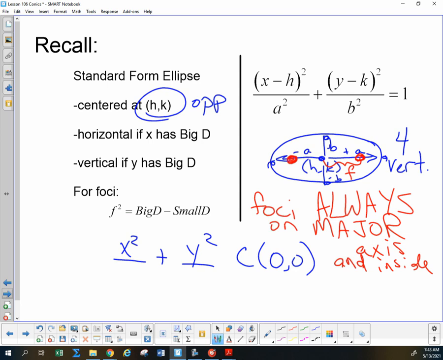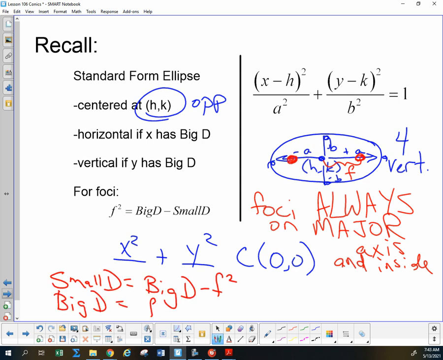That also means if we want the small denominator, that would be the big D minus f squared. If we want the big denominator, that would be f squared plus the small denominator, just isolating whichever one of those three we're looking for. Thumbs up, thumbs down, are we good with that?